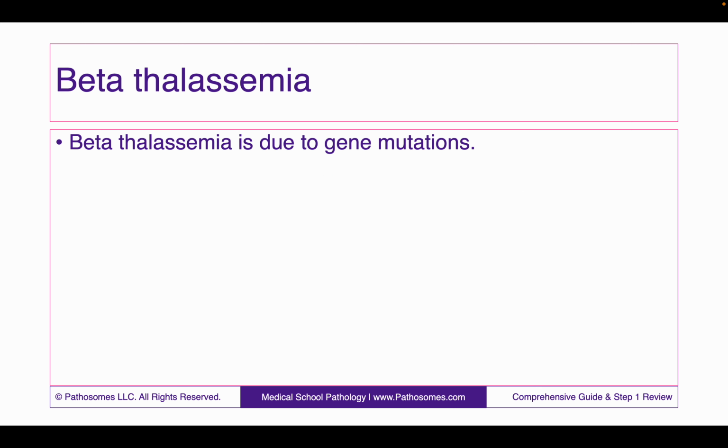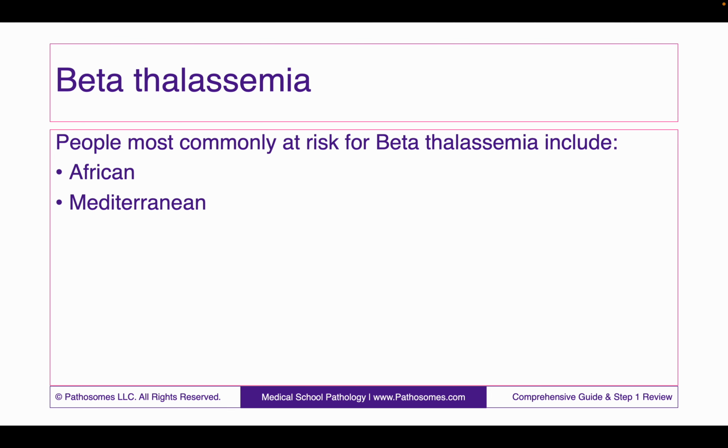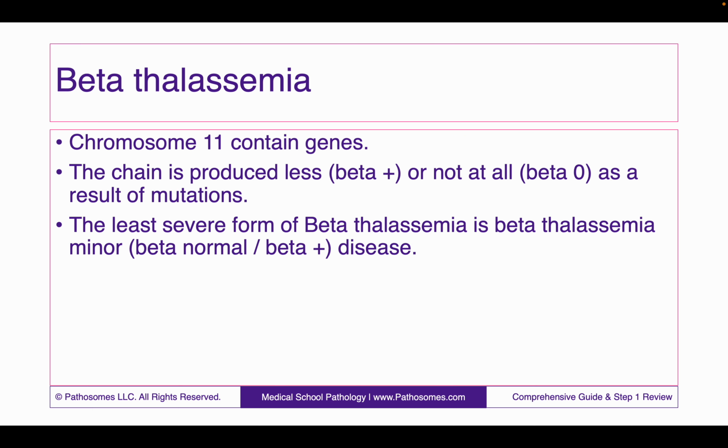Now, let's move on to beta thalassemia. Beta thalassemia is due to gene mutations. People most commonly at risk for beta thalassemia include Africans or of African descent and people from the Mediterranean. You need to know that the beta gene is on chromosome 11. Chromosome 11 contains the genes for beta.